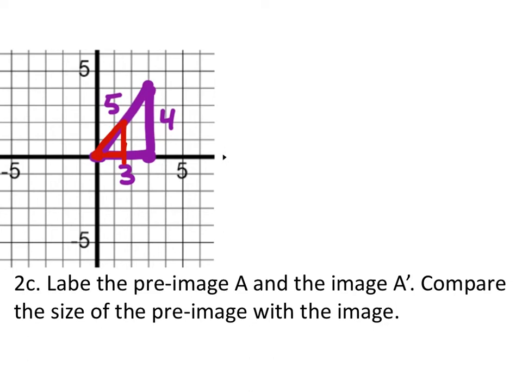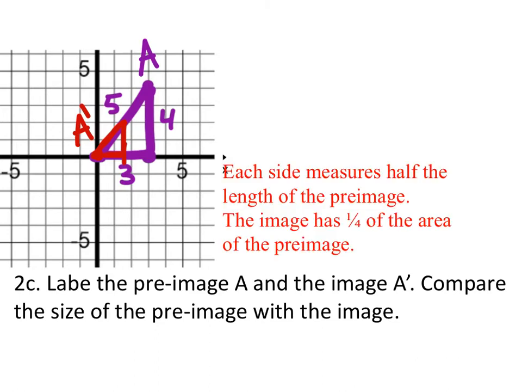Which of the colors would be A, the preimage? Red? Purple? Yeah, the purple one's the one we started with. So the purple one would be the preimage, and the red one would be the image of A, which is A prime. So compare the size of the preimage with the image. Each side measures half the length of the preimage. The image is 1/4 of the area of the preimage.